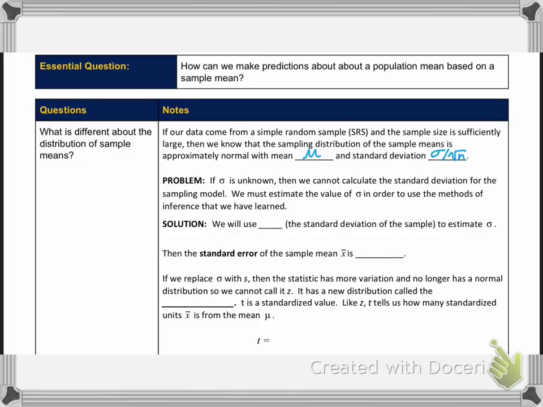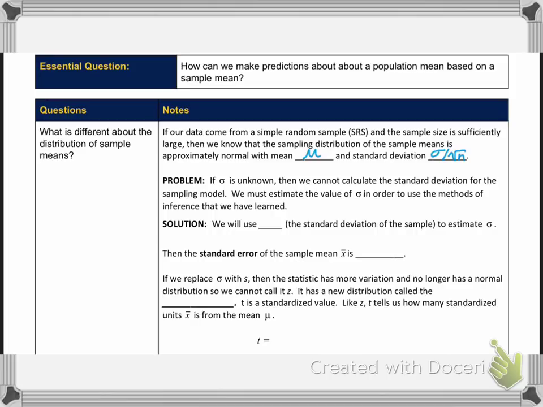However, we have a problem, right? In chapter 17, I believe it was, we were talking about sampling distributions. A lot of the time we were making this sampling distribution knowing the population parameters, and that's not really realistic. We don't normally know population parameters. So the problem here is that our standard deviation is unknown. We can't calculate a standard deviation for a sampling model because I don't know that population standard deviation, sigma. So we're going to estimate the value of sigma in order to use the methods of inference that we've learned so far.